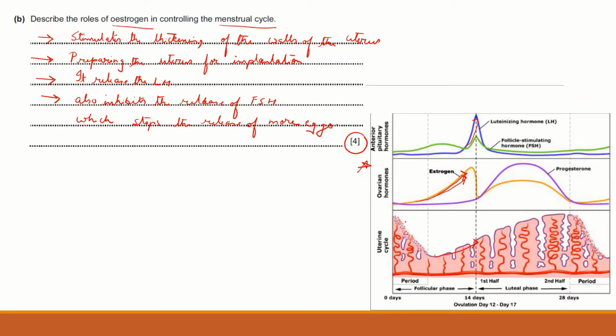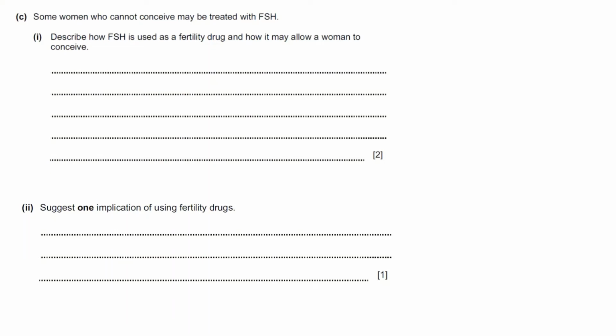Now we move on to the next question. It states some women cannot conceive and may be treated with the help of FSH. Now we have to describe how FSH is going to be used as a fertility drug and how it will help the women to conceive. The first point that you will write down is that the cause of infertility in certain women is because she is not able to produce enough of FSH. We'll write down this point.